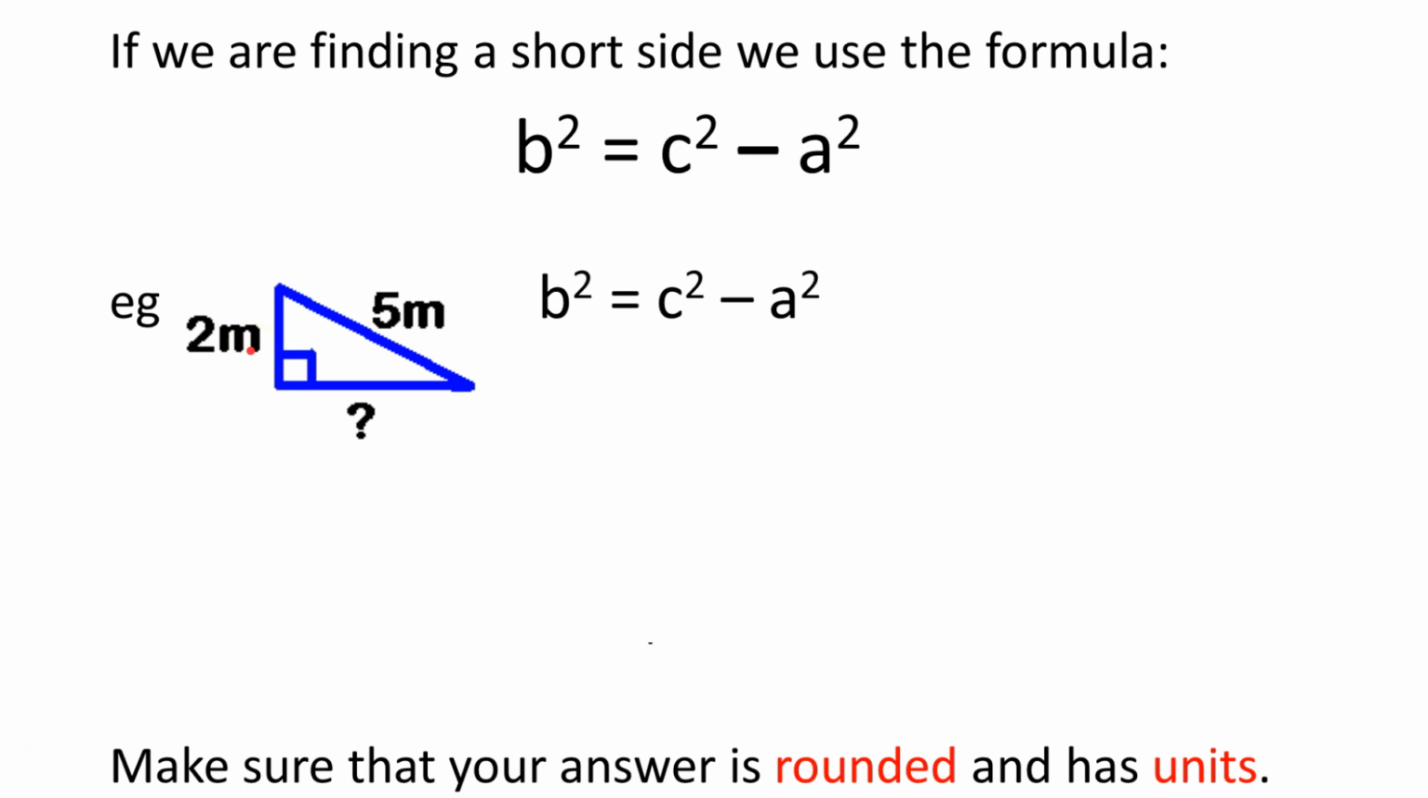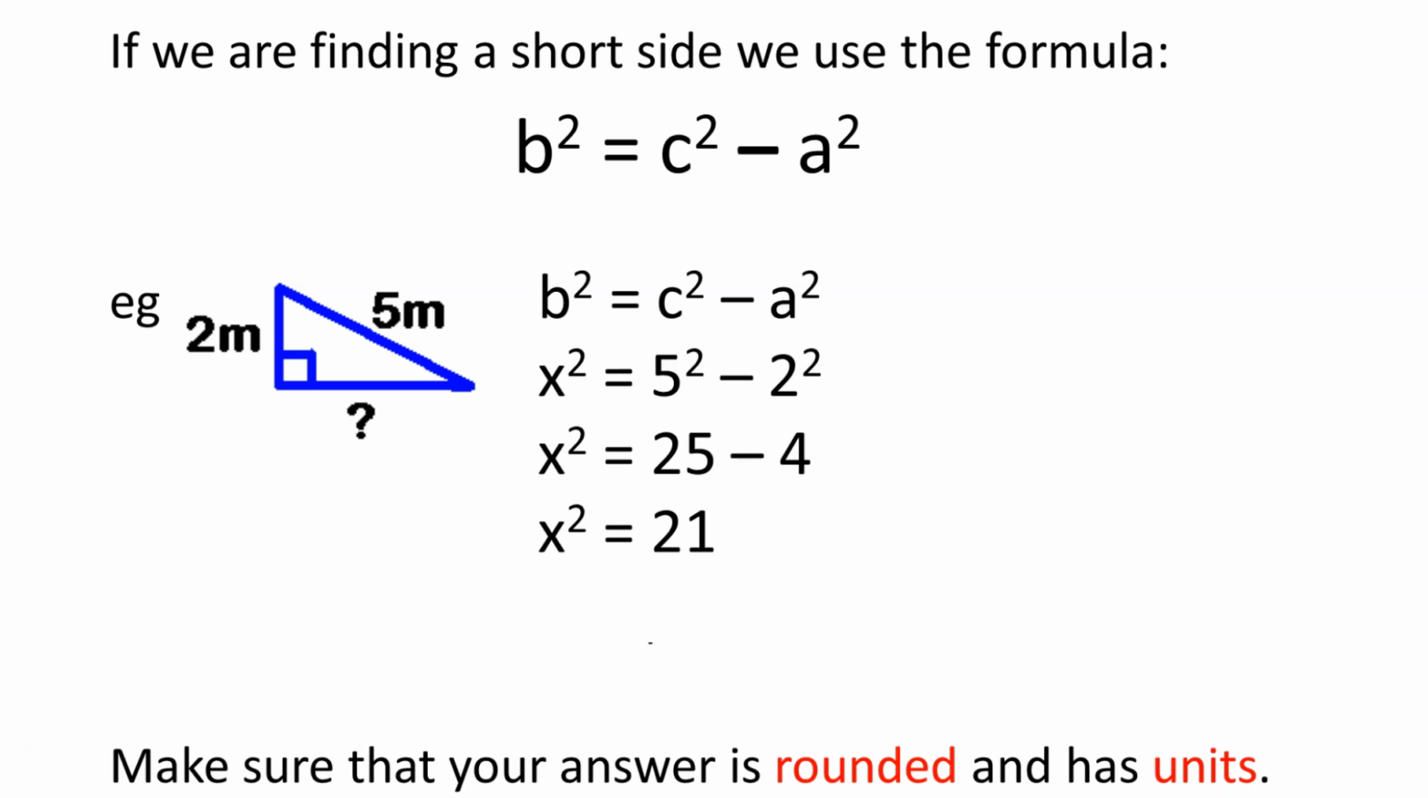Again, we're going to put our information into our formula. This time the side we don't know, b, is our x squared. C is our hypotenuse, our longest side, so it's 5 squared. And 2 is our shorter side, which is 2 squared. So we go 5 squared, take away 2 squared. Now 5 squared is 25, and 2 squared is 4. And 25 take away 4 is 21.